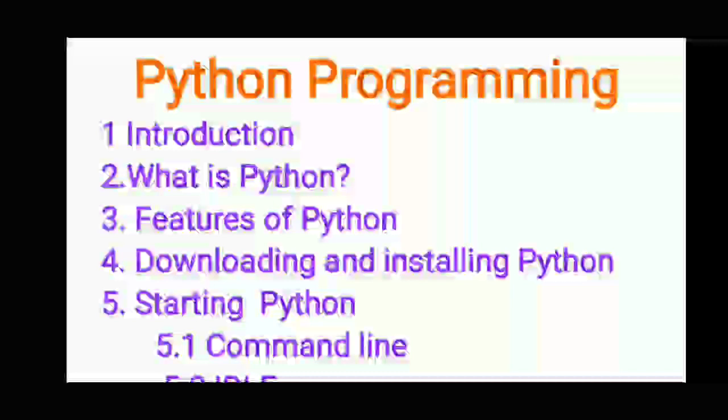machine language. Suppose there are 10 lines of coding, so the interpreter takes one line first, converts it into machine language, then takes the second statement and converts it into machine language, like that. But in case of a compiler, it takes all 10 statements as they are and converts them into machine language. So Python comes under high level languages.